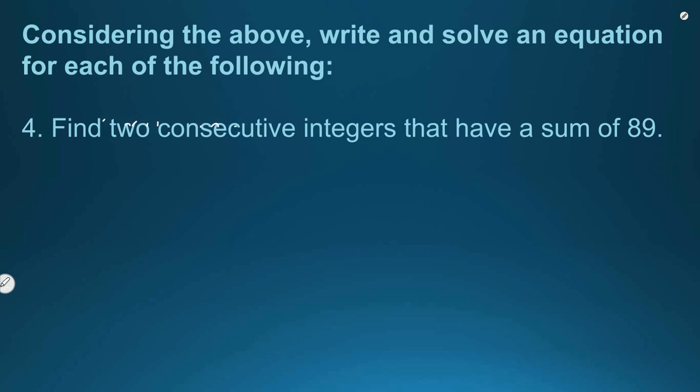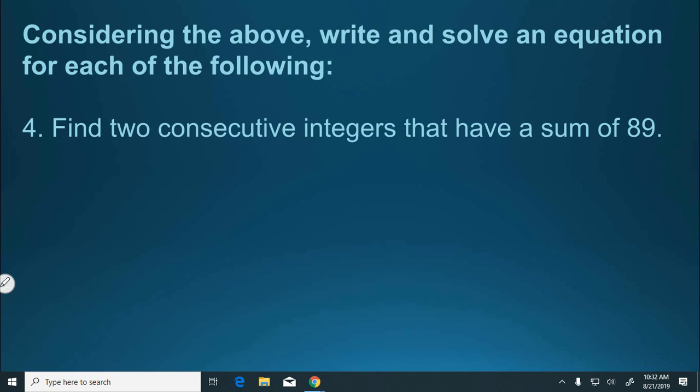All right, so starting with number 4, considering the above, write and solve an equation for each of the following. Number 4, find 2 consecutive integers that have a sum of 89. So we only need 2 integers. The first one's always x. Then because it's 2 integers, the next one is going to be x plus 1. I have to add them because it says sum. So I get 2x plus 1 equals 89.